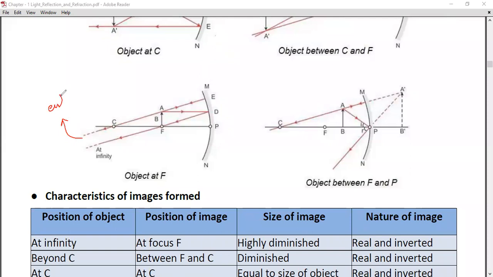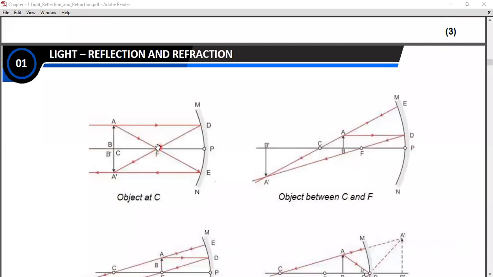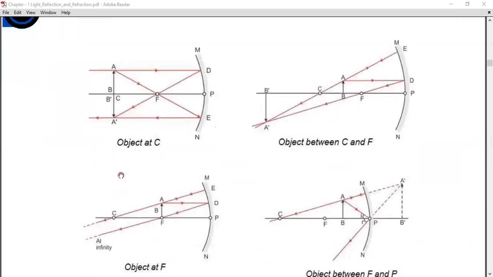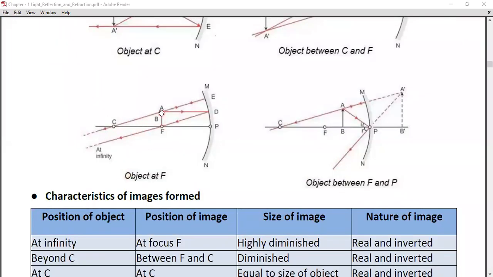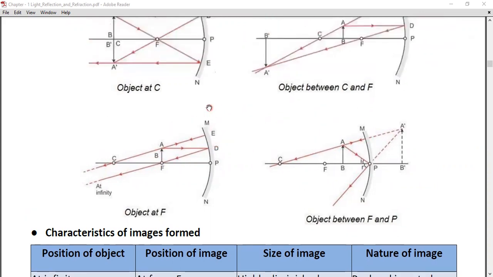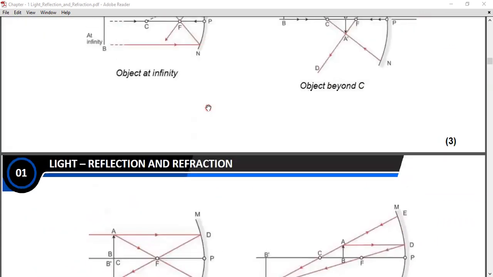You will be getting an enlarged image at infinity, a bigger one. Whereas in the first case, students, you will be getting a smaller image when the object is at infinity. But here, when the object is at focus, you will be getting a very big image at infinity, right, students? And the sixth case is very important, and compared to the first five situations, the sixth case is totally different.